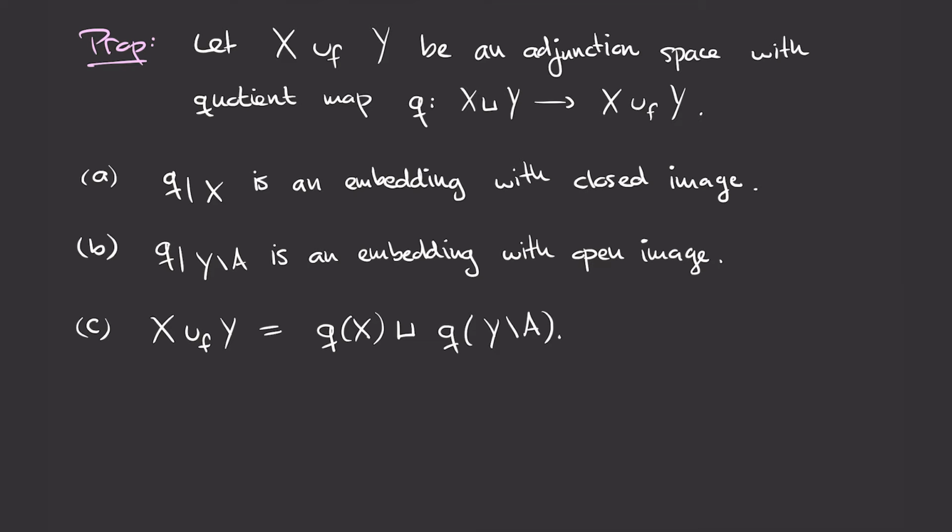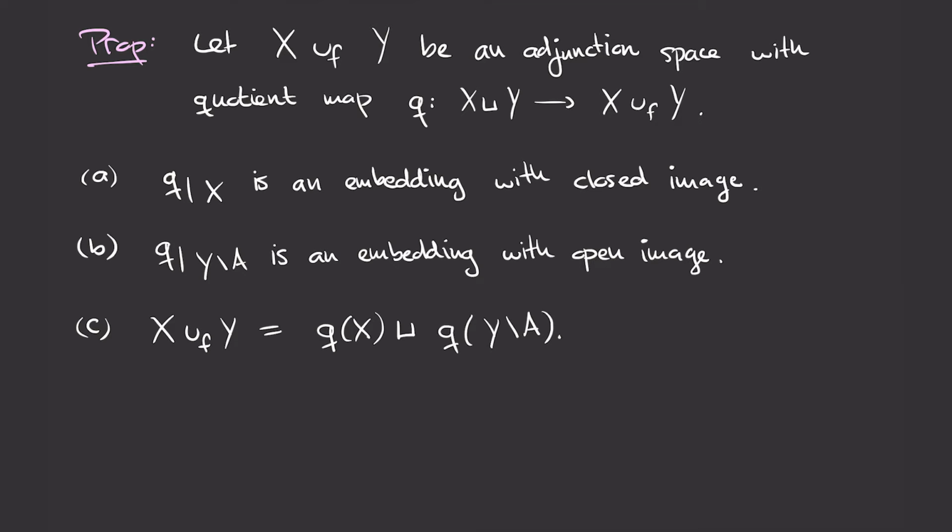So we suppose that X adjoined along F to Y is an adjunction space, and we'll just denote its quotient map by Q. So the quotient map, remember, is a map going from the disjoint union between X and Y to this adjunction space, which is a quotient of the disjoint union.